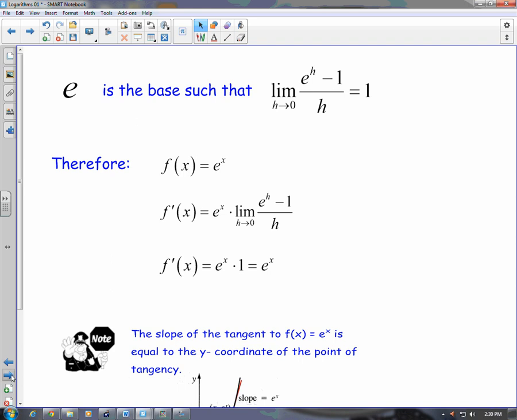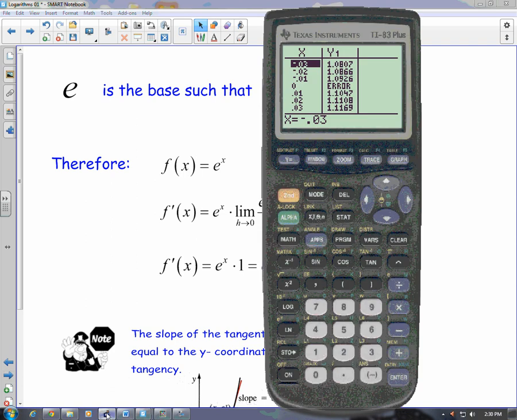Well, it's e. Like, oh, great, where'd that come from, right? e is the base, okay? e is the base such that the limit of e to the h minus 1 all over h is equal to 1. Now, take a look at this, and we'll work with this in a minute.